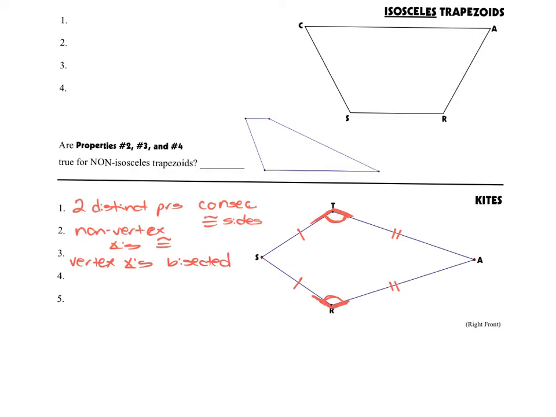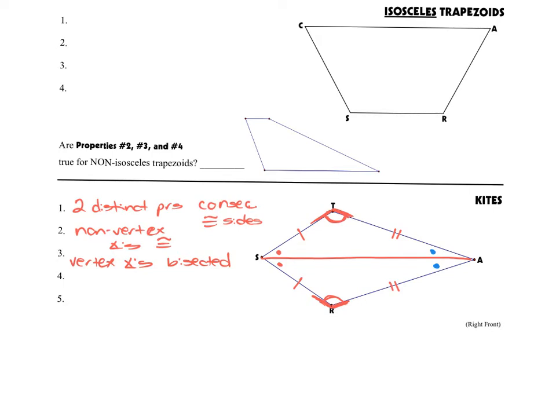So we can draw in that diagonal. We're going to draw in SA. And what we'll find is that these vertex angles are going to be bisected, which means this angle is going to be congruent to this angle. And this angle, I'm going to use a different color, is going to be congruent to that angle. They're not necessarily the same values. In fact, they won't be the same values, but they are bisected.